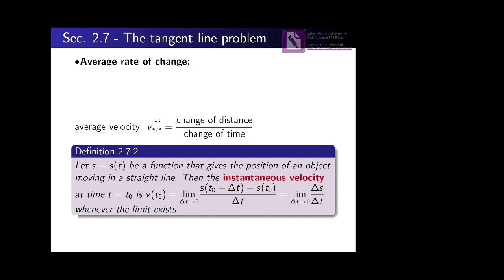So the average velocity will be delta S over delta t. And if you take the limit of delta S over delta t when delta t approaches 0, that will be instantaneous velocity.